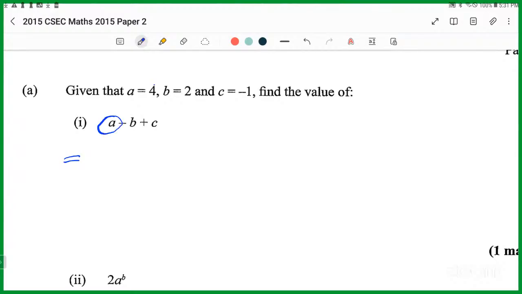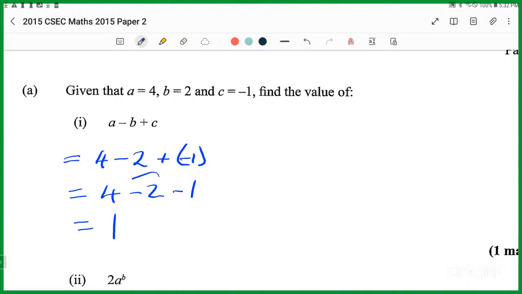The A is 4 minus, and the B is just 2. So no problem here. No hanky panky, because the B is just 2. And then they're adding, and the C is -1. If you add -1, it's like you're subtracting 1, so it really becomes 4 minus 2, this plus minus 1 becomes -1. So the whole answer works out to be 1, because 4 minus 3 is 1.